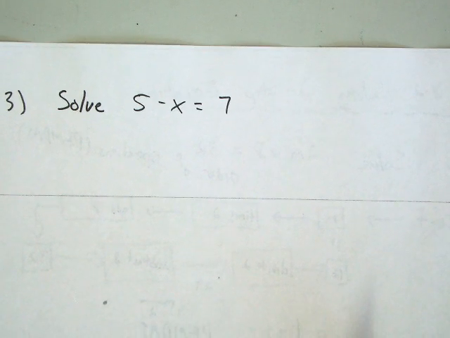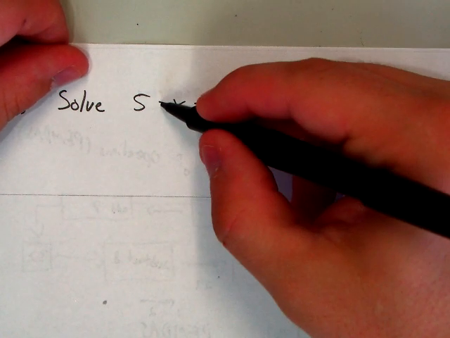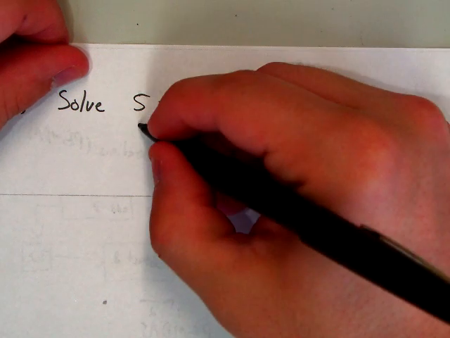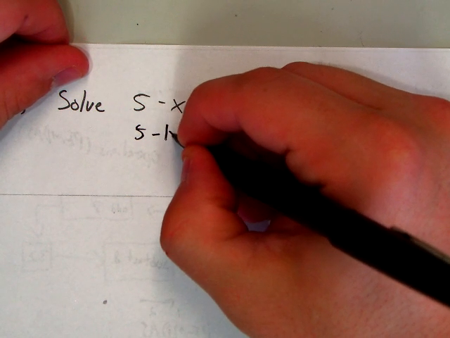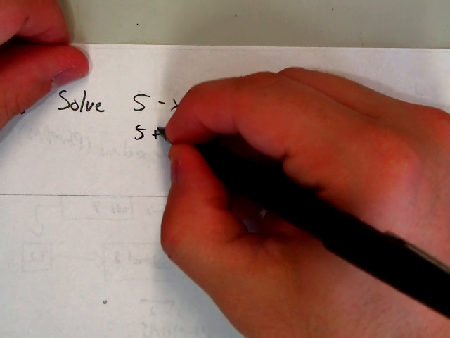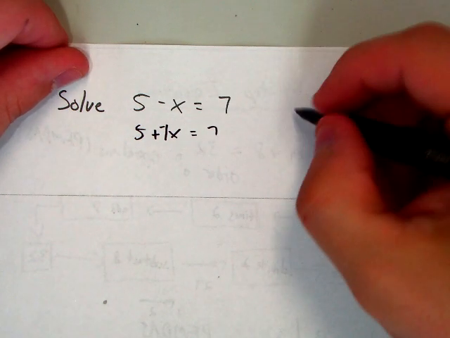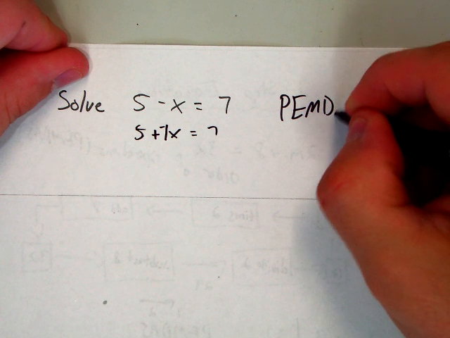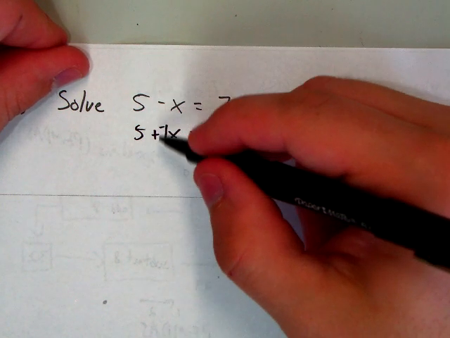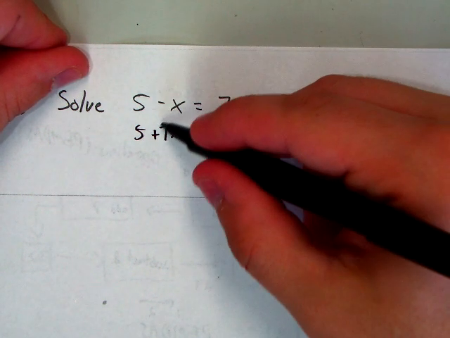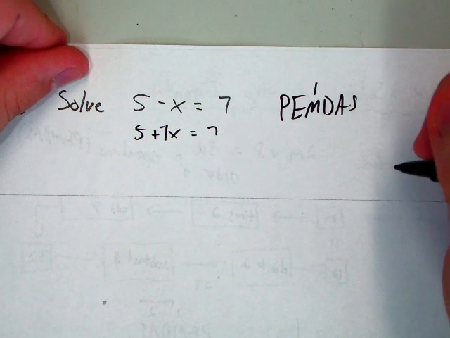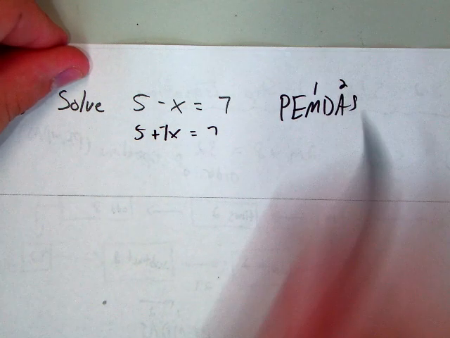Now, on the back side here, this is going to be a little bit more difficult. And the reason why is because example 3 looks like a one-step equation, but it's really a two-step equation. Because this minus x is really a 5 minus 1x equals 7, or 5 plus negative 1x. Again, we look at PEMDAS. And first of all, this 5 is a positive, so we're adding it. And this negative 1 is multiplying. So the first thing being done is multiplying by negative 1 and then adding 5.